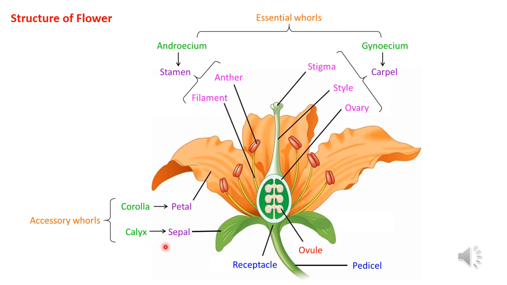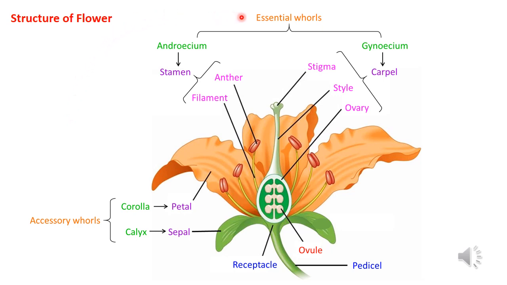The first is calyx and the second one is corolla. Calyx has individual members known as sepals. These are usually green in color and protective in function. The second, corolla, is mostly brightly colored and each individual member of corolla is known as petal. Both calyx and corolla are involved in the protection of essential whorls like androecium and gynoecium present inside them.